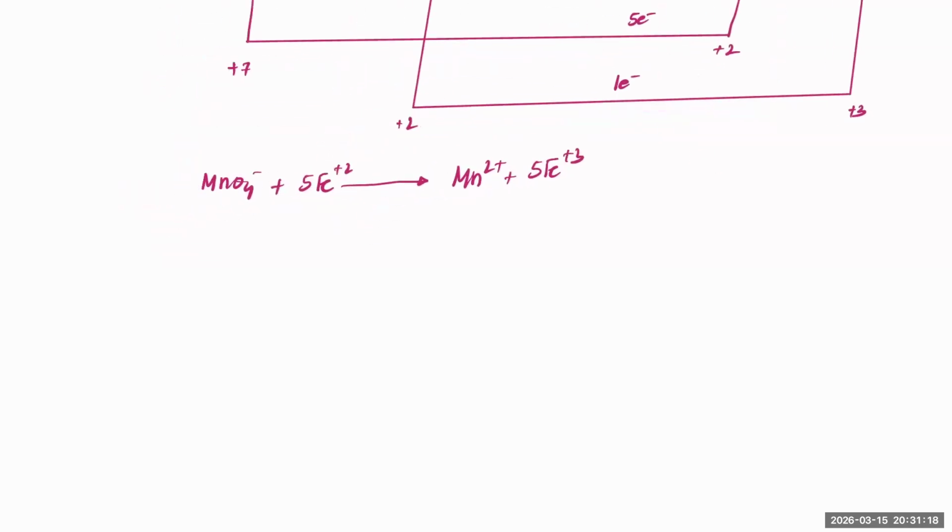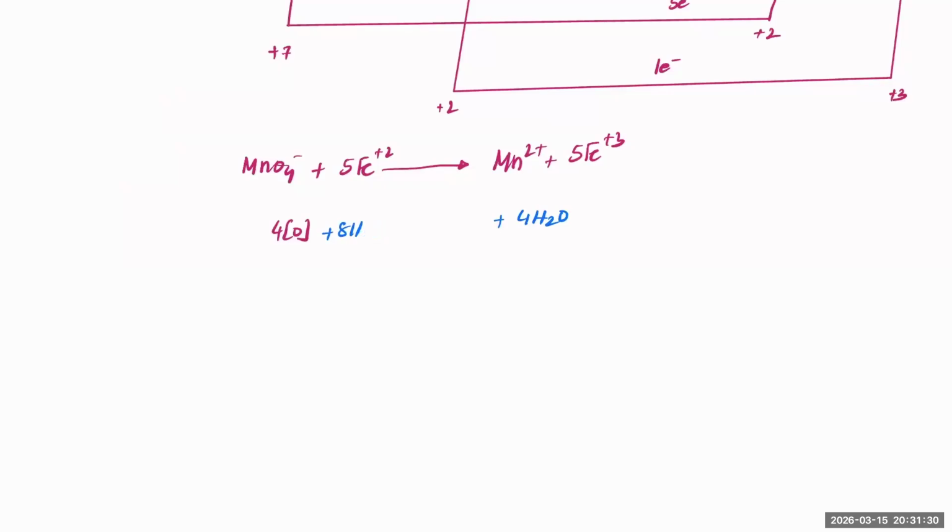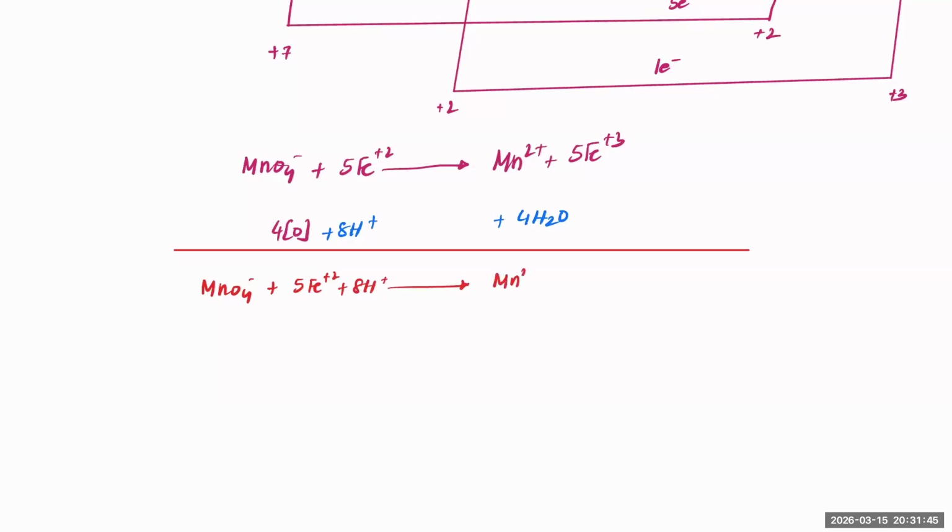Now we need to balance the number of oxygens. There are 4 oxygens, which results in 4H2O on the right hand side and 8H plus on the left hand side. Thus, that gives you the overall balanced equation: MnO4 minus plus 5Fe2 plus plus 8H plus gives Mn2 plus plus 5Fe3 plus plus 4H2O.